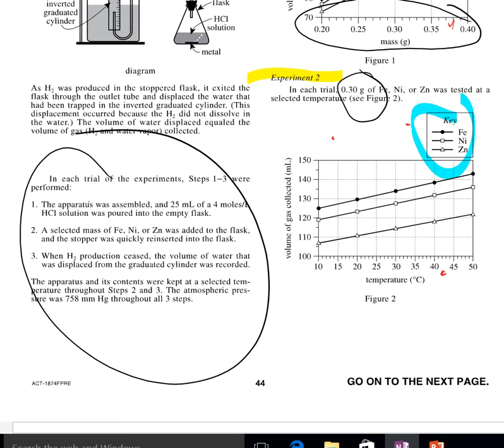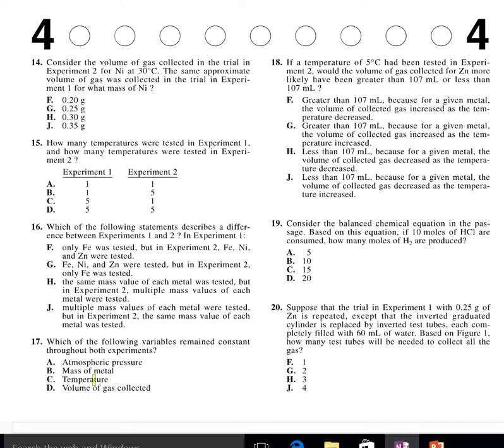And so this talks about the procedures that were kept the same, 1, 2, and 3. This is what was kept the same, but in this one, the atmospheric pressure was kept the same throughout all of those steps. So that is the correct answer for this one. A is the correct answer for that one.